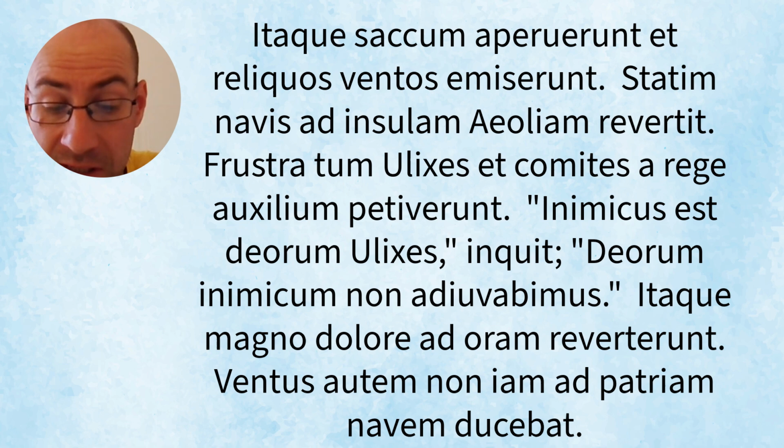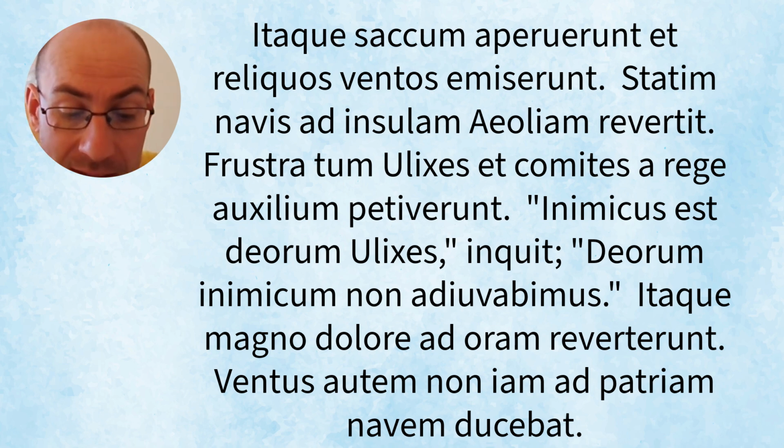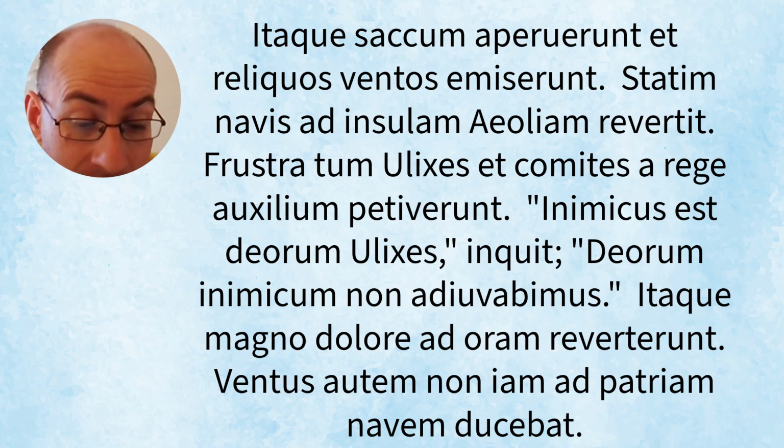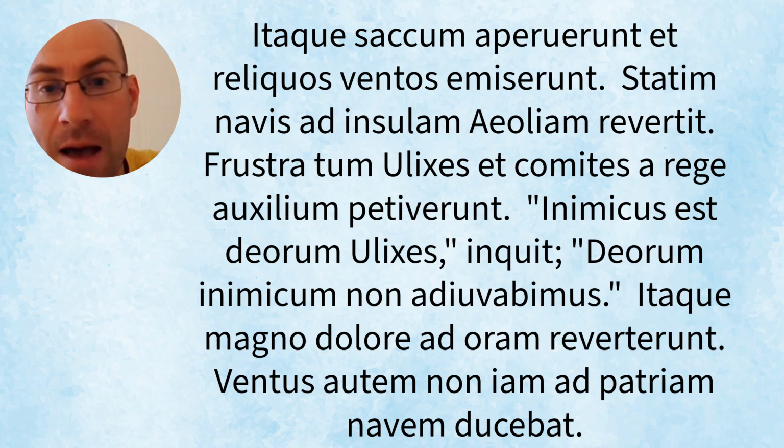Ulysses is an enemy of the gods, he said. We shall not help an enemy of the gods. End of quote. Last little bit. Ithaque, once again, and so, magno dolore, ablative phrase from dolor, with great pain, maybe sorrow in this case, with great sorrow or suffering, ad oram reverterunt, they returned to the shore, ora, the coast. Ventus autem, the wind, this is a nominative, however, non iam ad patriam navem ducebat. Find the verb, ducebat, from duco, ducere. The wind, however, did not now lead the ship, accusative, to the homeland of Ulysses.